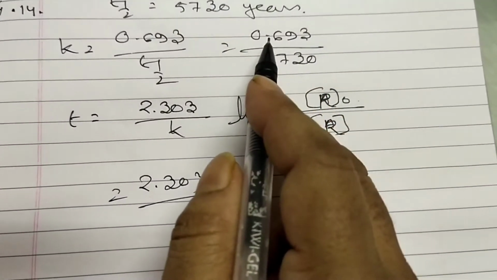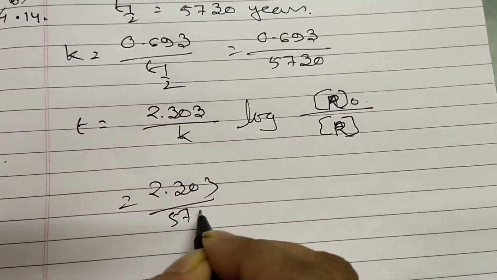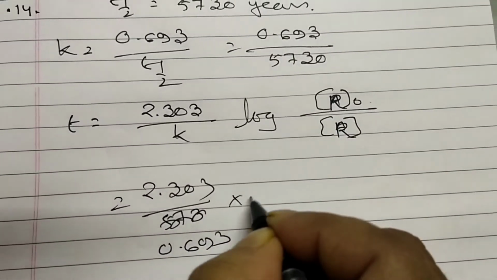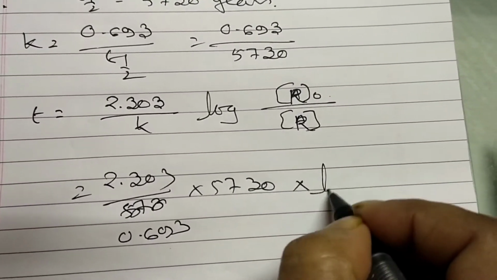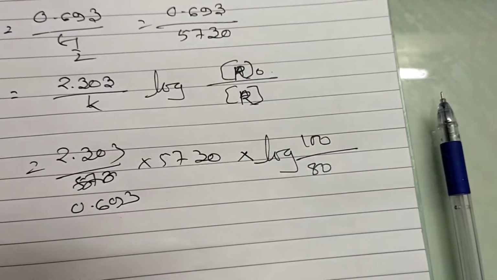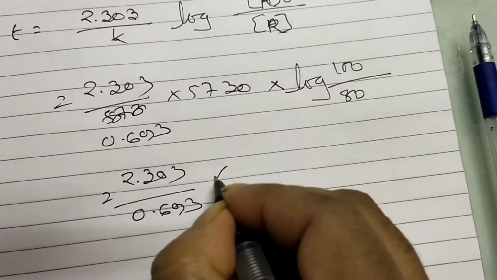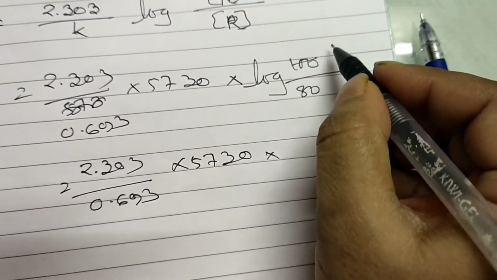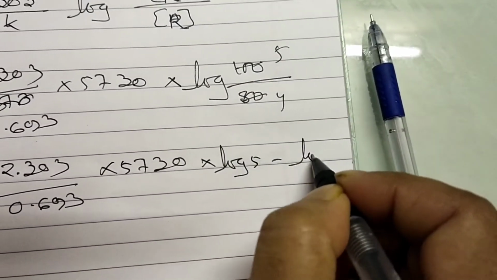Now 0.693 by 5730, so it will come here 0.693 into 5730 and into log. Now what is actually A naught here? 100, and what is actually remaining now? 80. So now it is coming 2.303 by 0.693 into 5730 into, it is coming about 100 by 80, that is 5 by 4. So log 5 minus log 4.